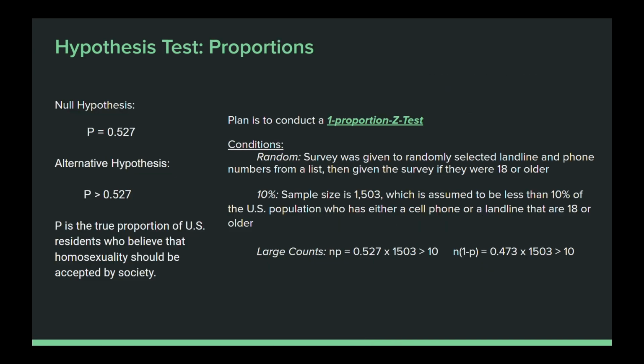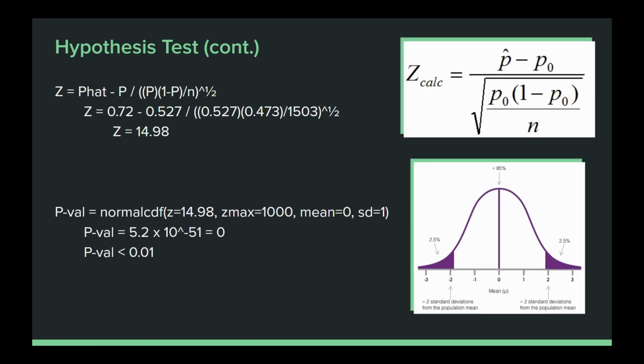So we move on to a hypothesis test for proportions. I wanted to see if the proportion for the United States was significantly higher than the proportion for the rest of the world. So my null hypothesis was p equals 0.527, and my alternative hypothesis was p is greater than 0.527, where p is the true population proportion, right? The plan is to conduct a one proportion z-test. I'm going to state my conditions here.